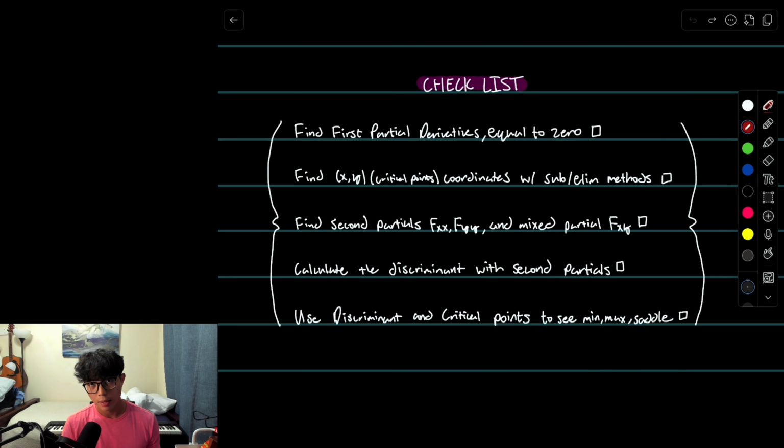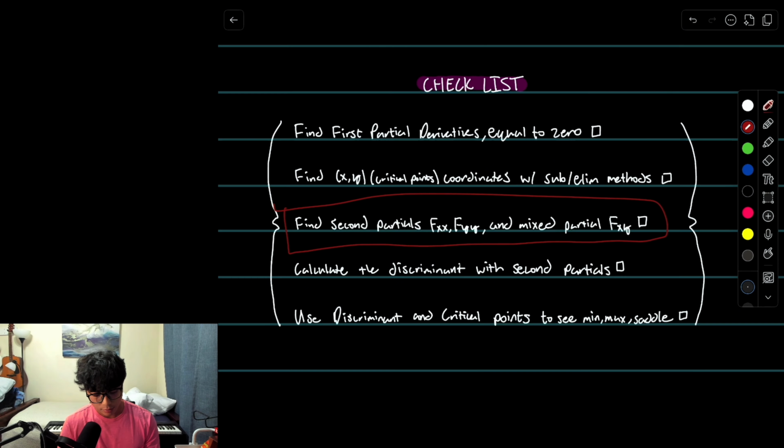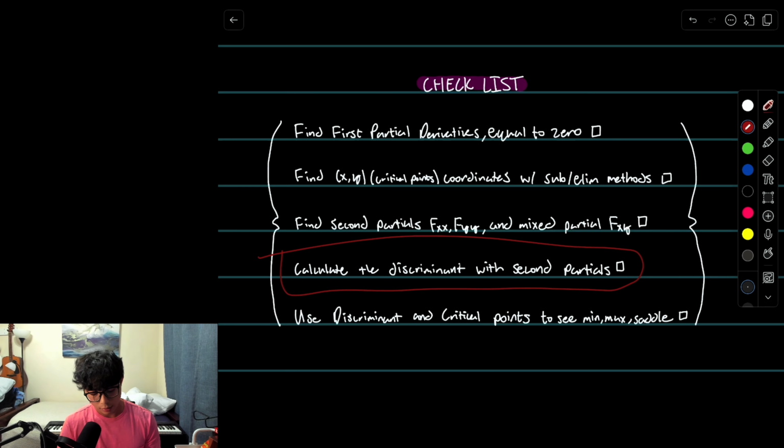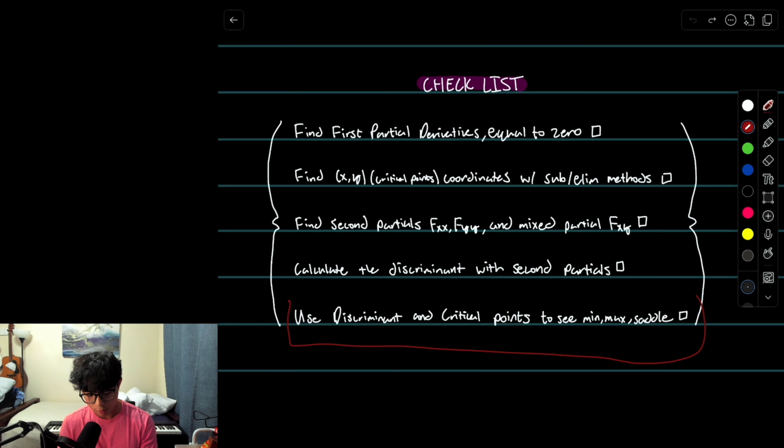Now, while we're solving these problems, I will go over this checklist, which isn't too complicated. It just goes over the steps on how to solve a problem when it comes to using the second derivative test. So again, we find our first partial derivatives, set them to 0. We'll find our critical points using methods I'll show. We then find the second partial derivatives. We calculate the discriminant with the formula I gave, and then we use the discriminant and the critical points to see whether we have a minimum, maximum, or a saddle point.